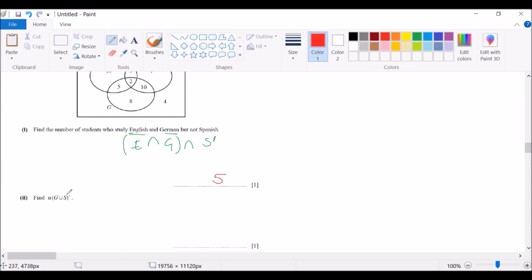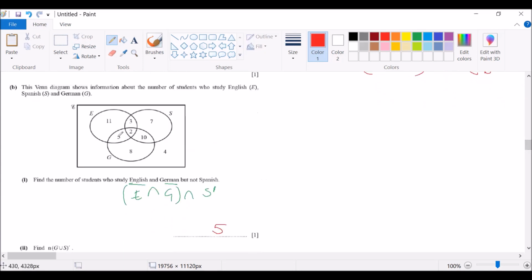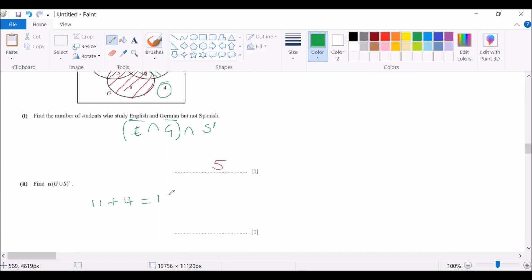Find the number in G union S complement. G is all this. Union, combining. Now S, the complement, anything outside that. So it's this and that. 11 plus 4, 15. So our answer is 15.